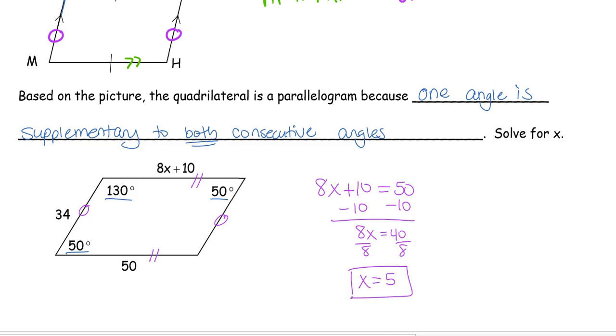So for these type of problems, you're going to have two parts to it. One, what property are you provided with in the diagram that allows you to show it's a parallelogram? And then you are going to apply a different property of the parallelogram to solve for x.